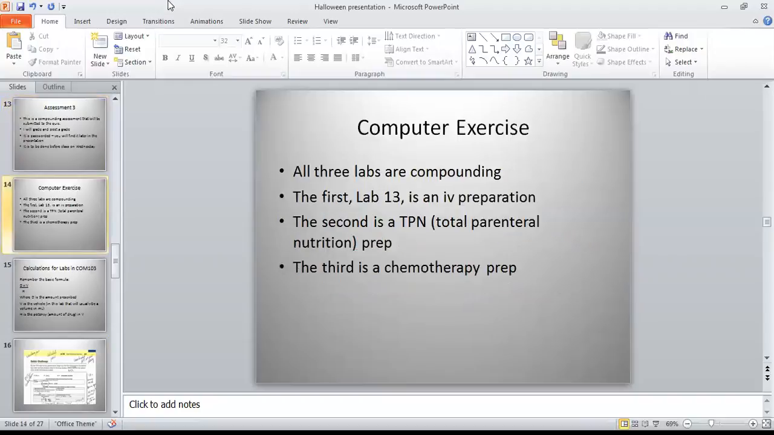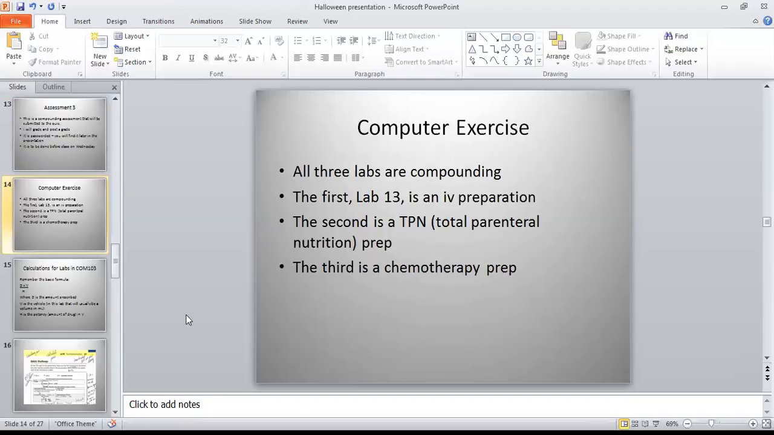The computer exercises for this week are all compounding. Lab 13 is an IV prep of an antibiotic. So you'll be actually detailing the components of that when you put this together. Why do we keep a compounding record? Because if anything goes wrong, or if there's a problem with the product, we need to show that the pharmacy has done everything according to procedure. The second lab is a total parenteral nutrition prep, and we'll talk about that in some detail.